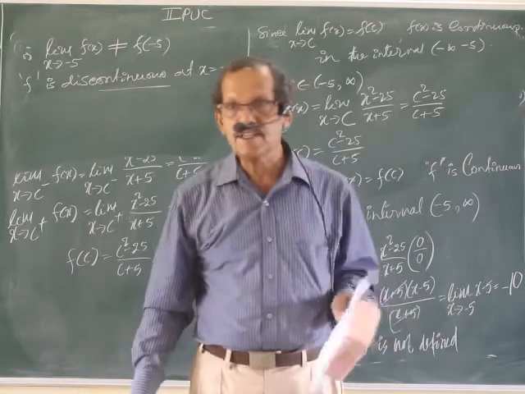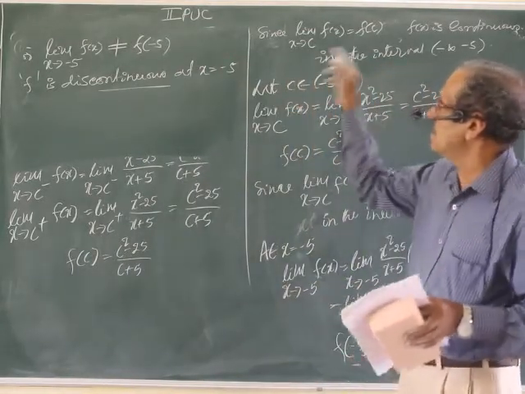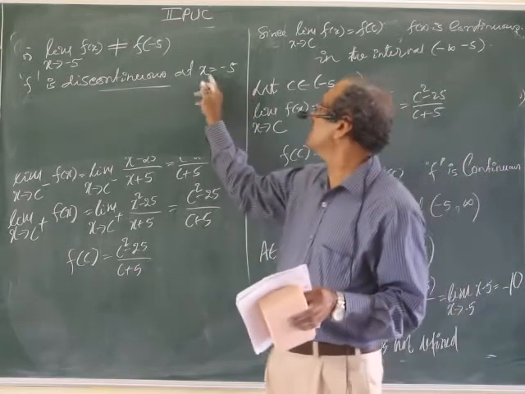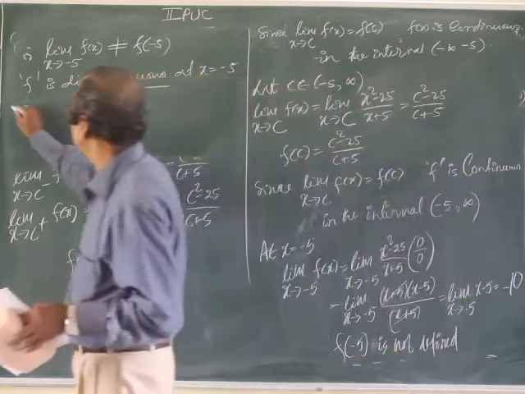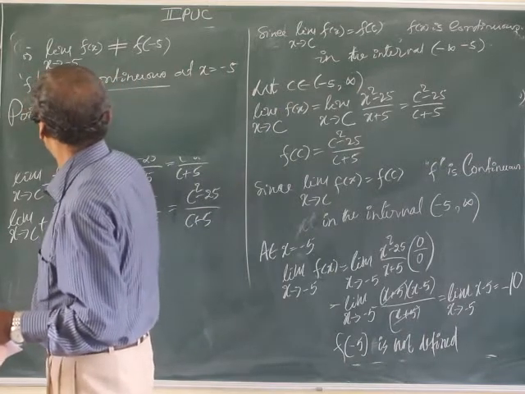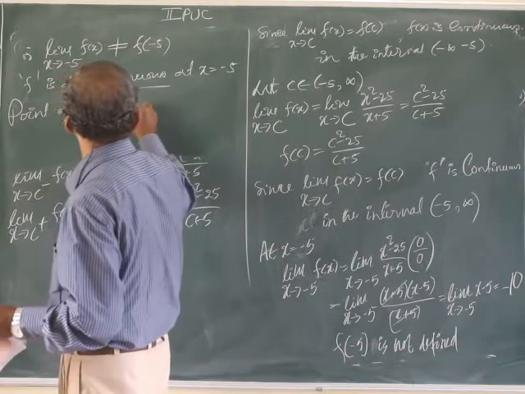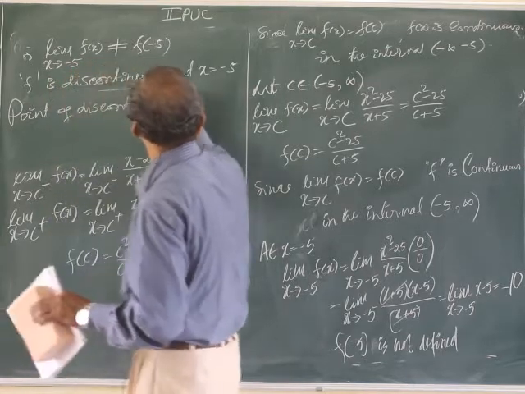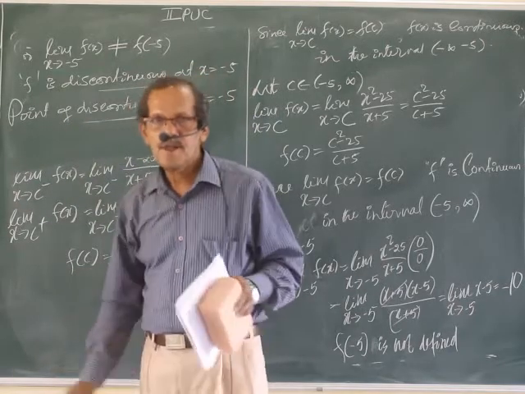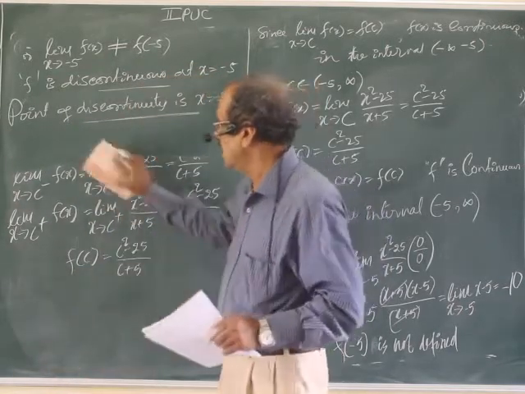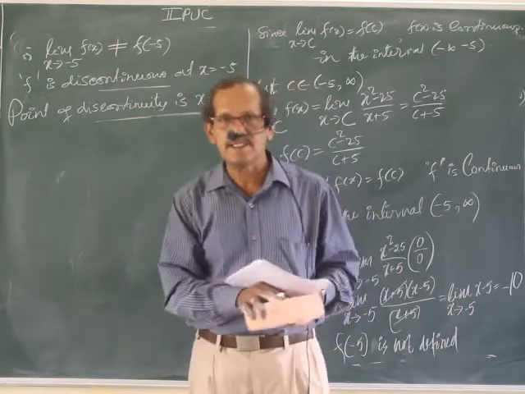So it is continuous everywhere, but except at x equal to minus 5. At x equal to minus 5, it is discontinuous. Point of discontinuity is x equal to minus 5. Function is continuous in the entire real number set except at x equal to minus 5.